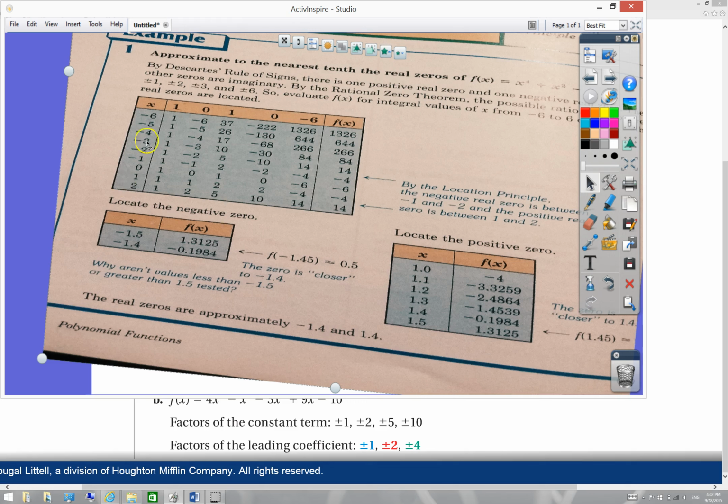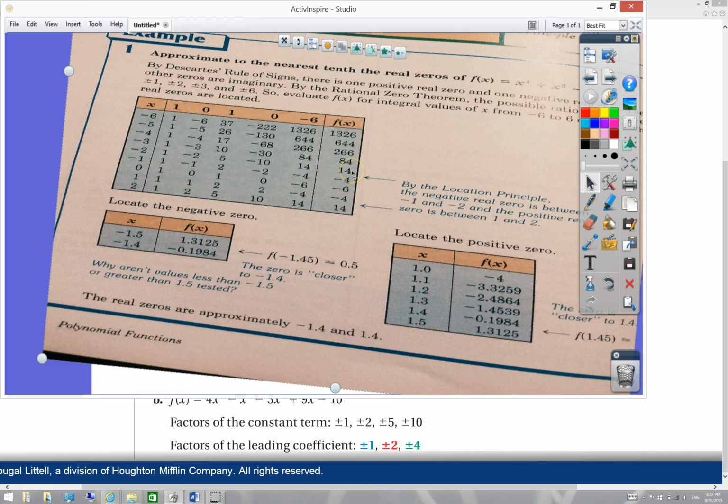But remember, they knew already from Descartes' rule of signs that there was only one positive real zero and one negative real zero. Okay, well, look at the function values they get when they plug these numbers into the function. You can see that when x equals -2, the value of the function is +14. When x is -1, the value of the function is -4.